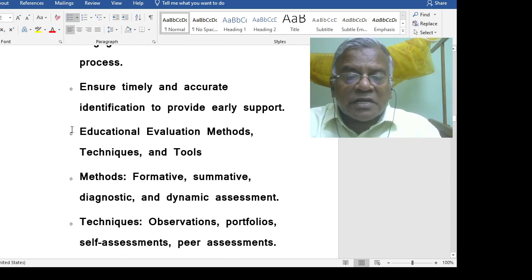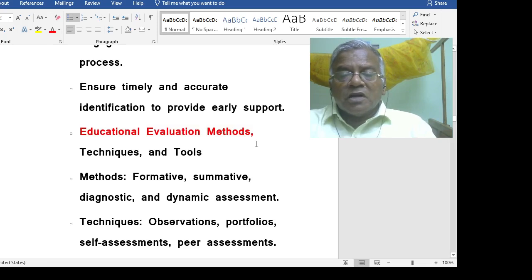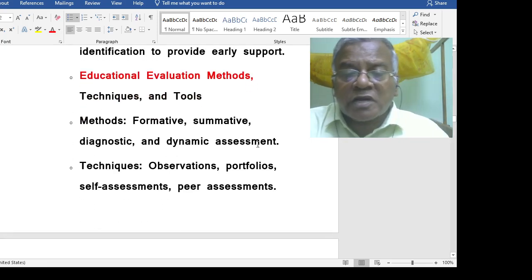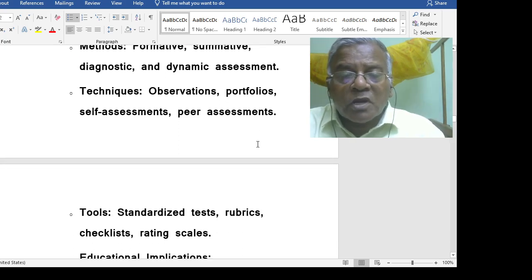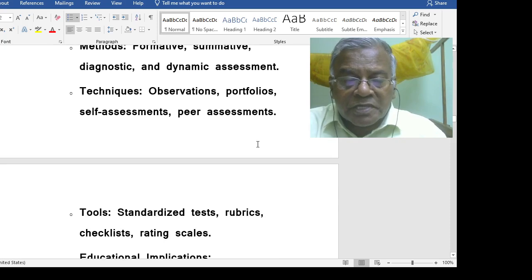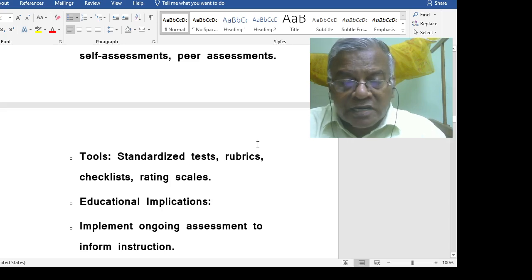Now, educational evaluation methods. What types of educational evaluation methods can you give? Techniques and tools. Methods: formative, summative, diagnostic and dynamic assessment. What are the techniques? Observation, portfolios, self-assessment, peer assessments. What are the tools? Standardized tests, rubrics, checklists, rating scales, etc.